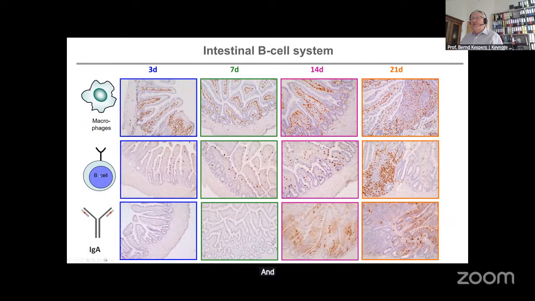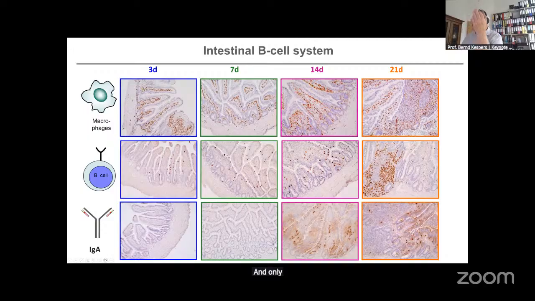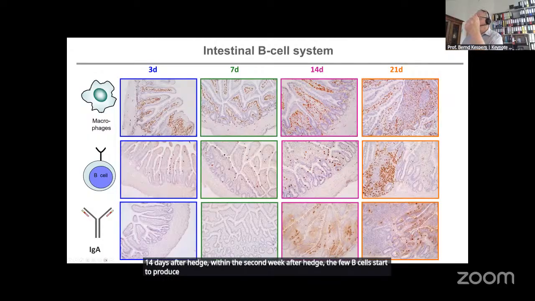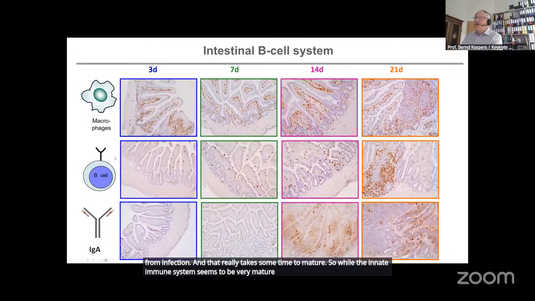And these cells produce immunoglobulins, and in the gut, the most important immunoglobulin would be IgA. And if you look at IgA production, if we have no B cells, we have no production. And only at 14 days after hatch, or within the second week after hatch, the few B cells start to produce immunoglobulin A and help to protect from infection. And that really takes some time to mature. So while the innate immune system seems to be very mature at hatch, the adaptive immune system, at least for the B cell compartment, really takes time to mature in the gut.